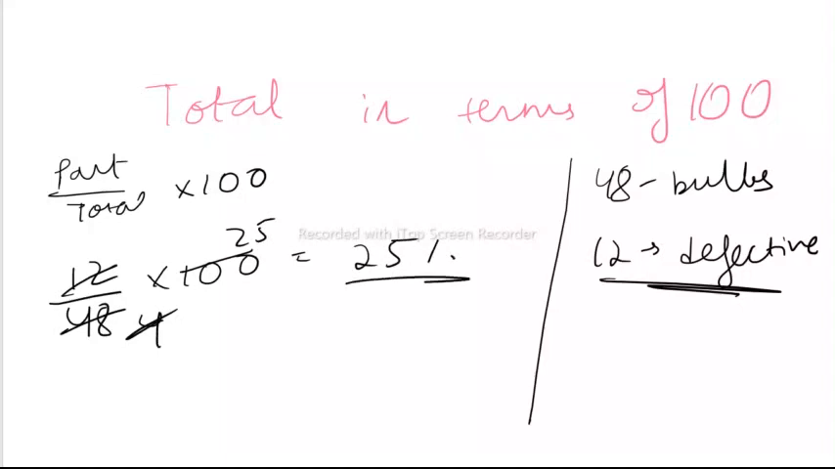Now this 25 is what? That means that 12 is 25% of 48. This is the formula. That's it.